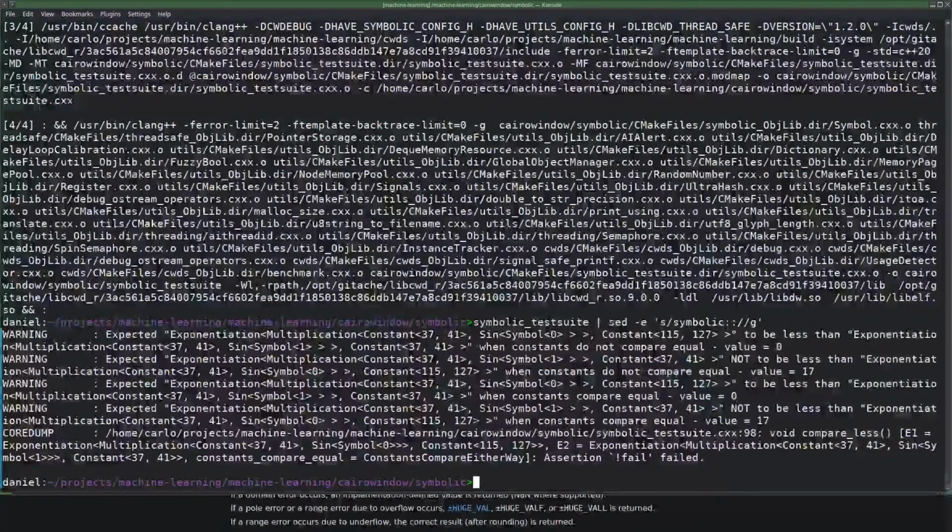Whoopsies. At least it's still exponentiation. Expected exponentiation, multiplication, constant sign. What's your exponentiation? I don't care. Exponentiation to be less than exponentiation. Multiplication, constant sign.